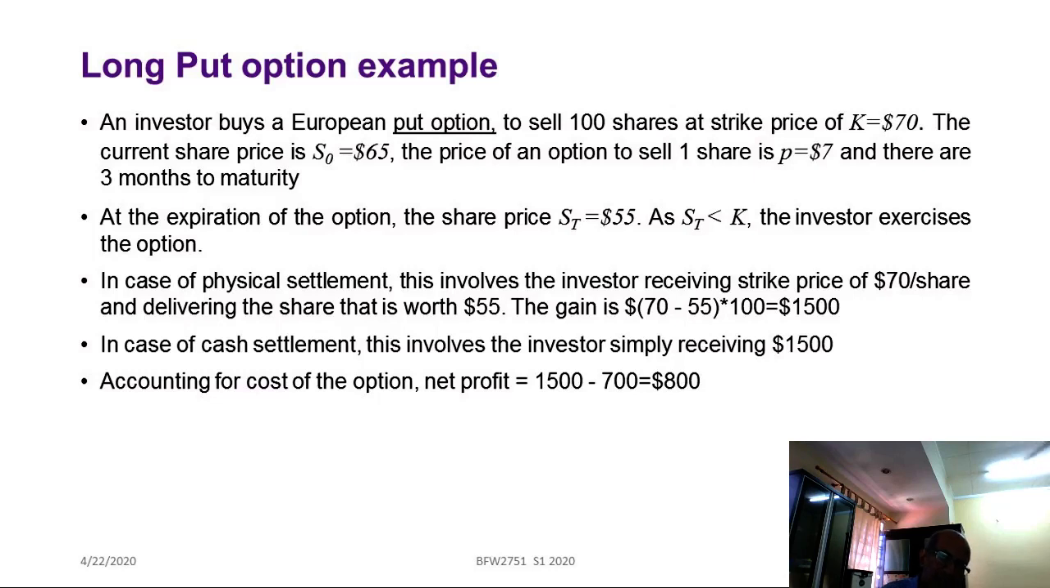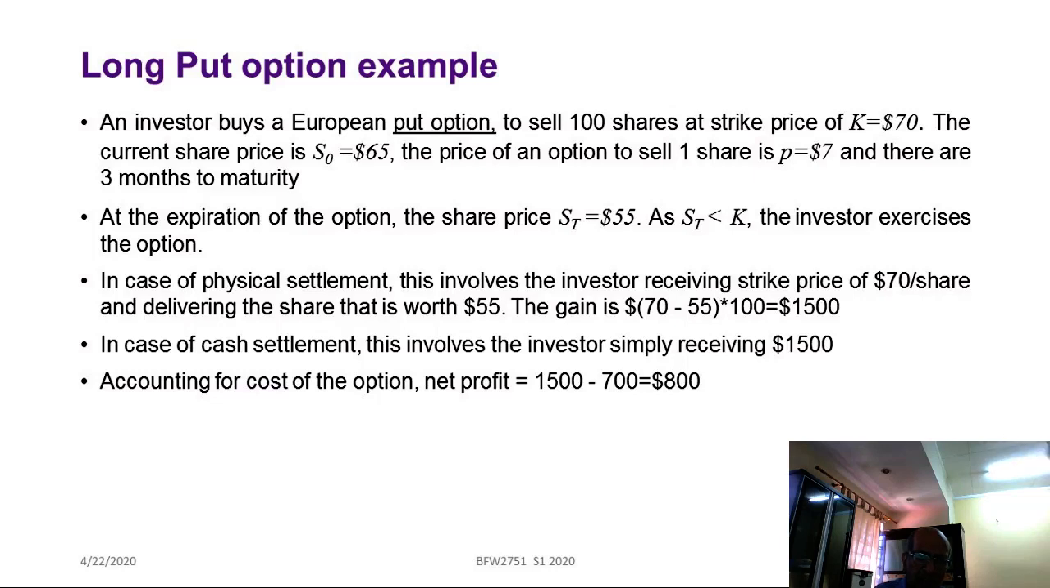Now we look at the other one, the long put option. So far we saw the long call option, which is to buy something in future. Now we are looking at a long put option example, which is almost the reverse of what you saw earlier. An investor buys a European put option to sell. Here it is to sell, not to buy. It is to sell 100 shares at the strike price K, which is $70. The current share price S0 is 65. See, the current share price is 65, and he is fixing it at 70.